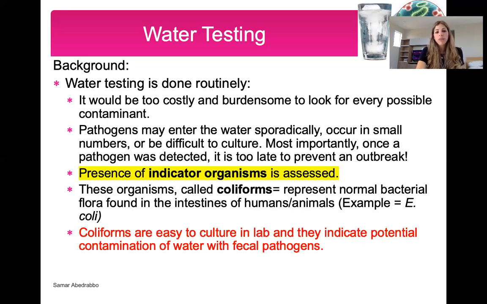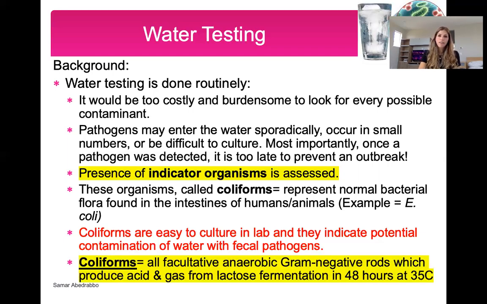So coliforms, they're indicator organisms, and the reason we use them is that they're very easy to grow in lab or culture in lab. That's what culturing in lab means. And they indicate the potential contamination of water with fecal pathogens. So coliforms, the exact definition of them that I want everyone to leave class knowing is they're facultative anaerobic gram-negative rods which produce acid and gas from lactose fermentation when incubated at 35 degrees Celsius for 48 hours. So I want everyone to know this definition of what coliforms are, and let's go through it.